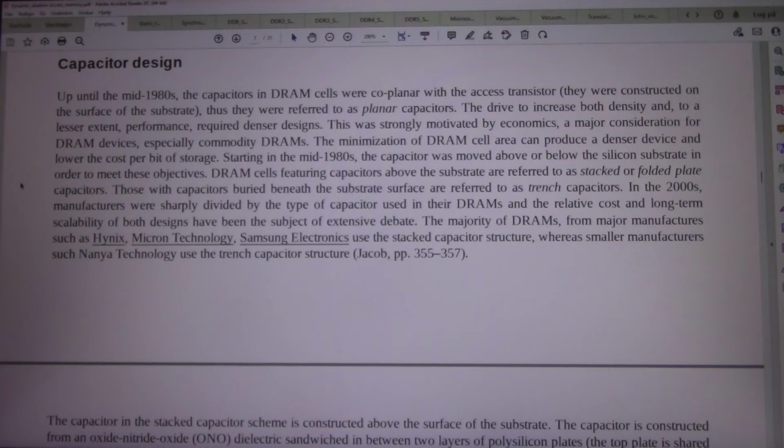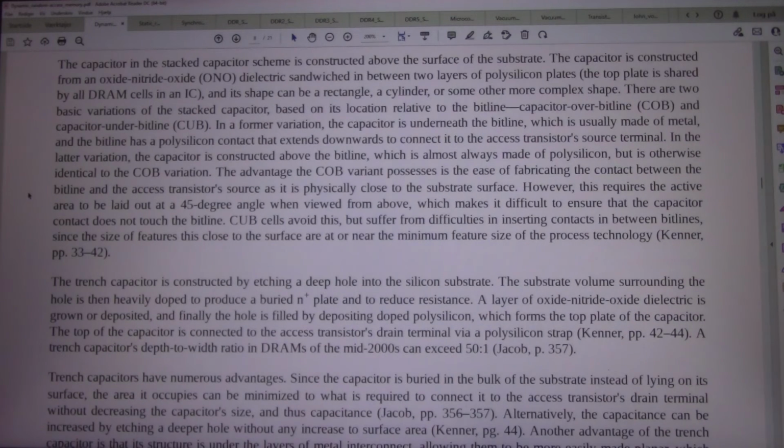The majority of DRAMs, from major manufacturers such as Hynix, Micron Technology, and Samsung Electronics, use the stacked capacitor structure, whereas smaller manufacturers such as Nanya Technology use the trench capacitor structure. Jacob, pp. 355-357. The capacitor in the stacked capacitor scheme is constructed above the surface of the substrate. The capacitor is constructed from an oxide-nitride-oxide, ONO, dielectric sandwiched in between two layers of polysilicon plates.